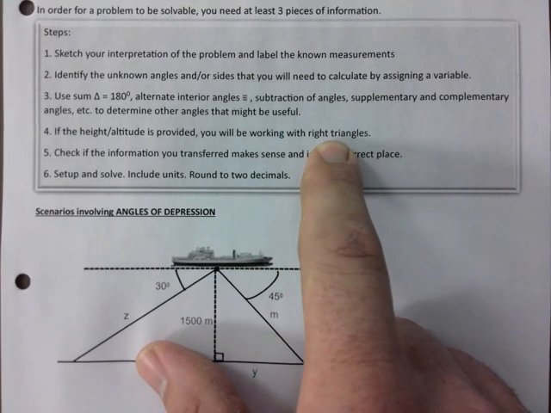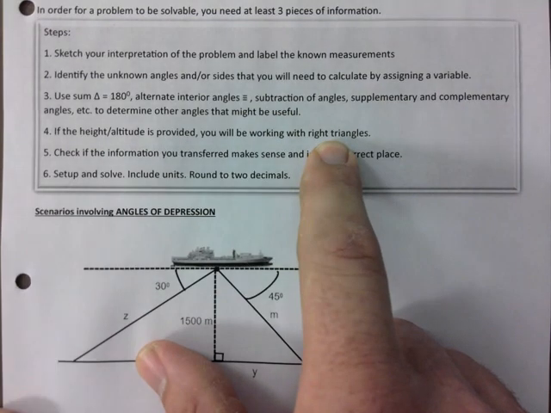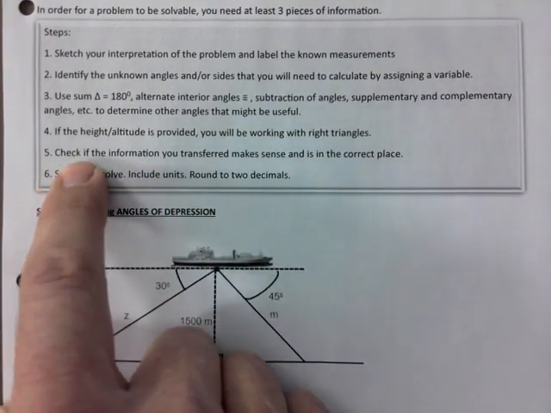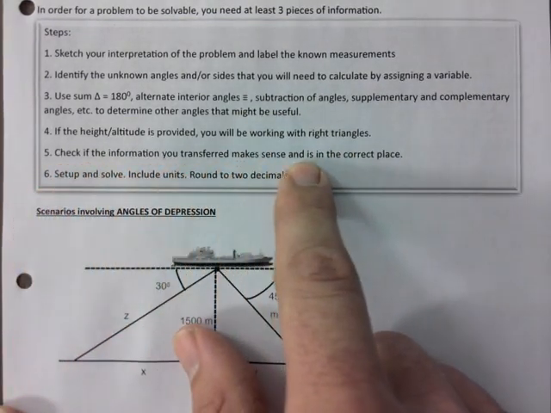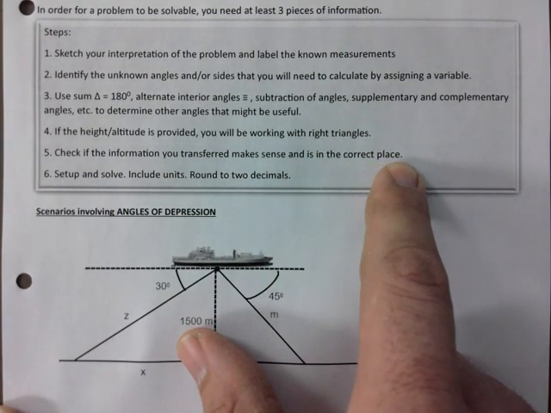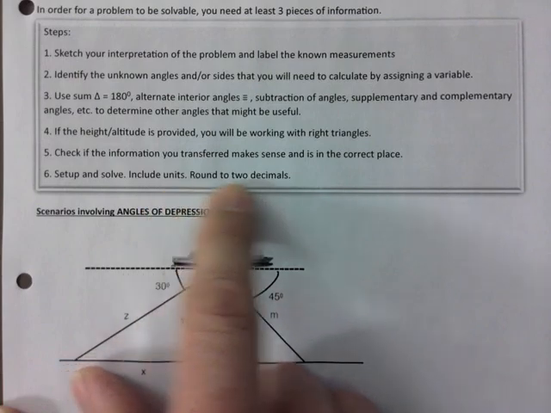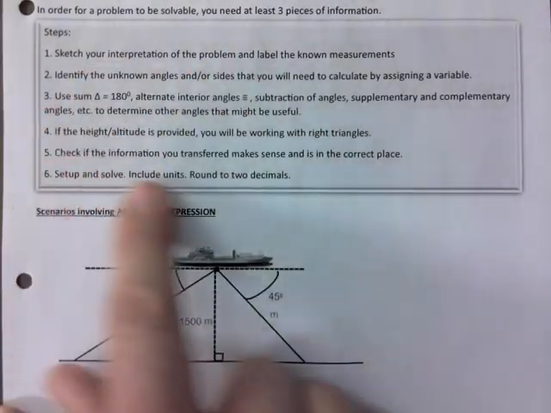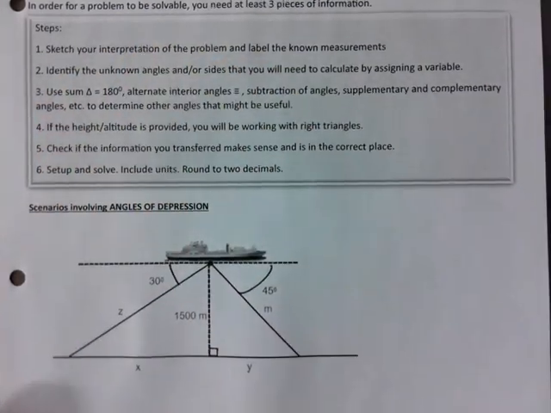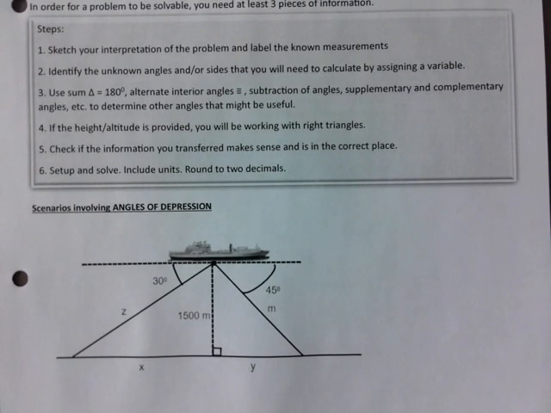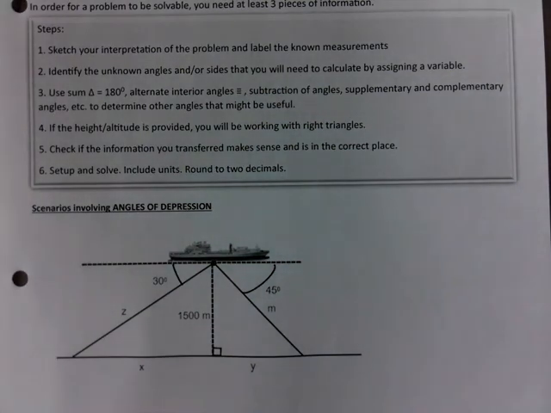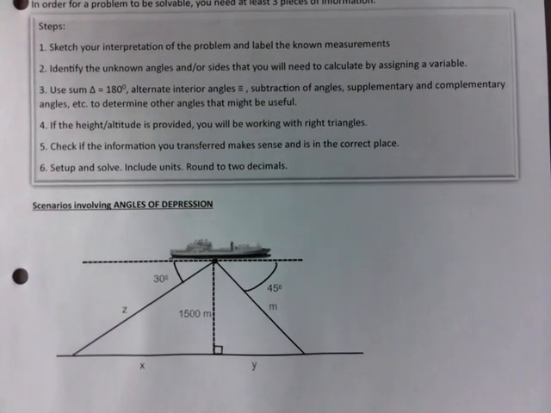There will be a right triangle if you know the depth, right? The height of the triangle. Check if the information you transferred makes sense and is in the correct place. And now you can set up and solve, include units, round to 2 decimals, right? So this is what I would suggest. Obviously, you don't have to stick with that. It's flexible, right? It's fluid. You can come up with numbers as you go along, but maybe you need a bit of guidelines.